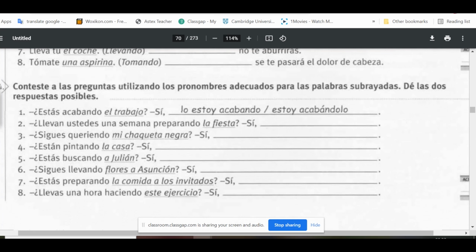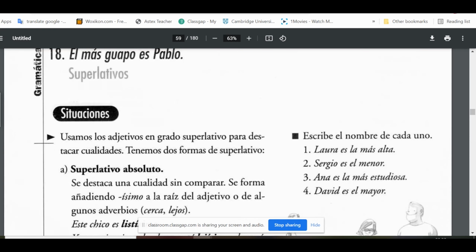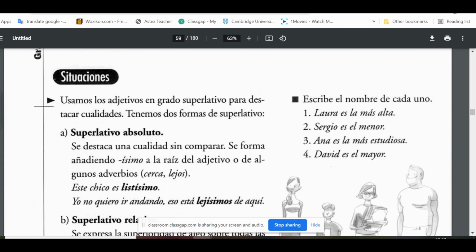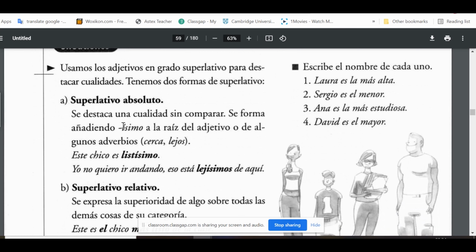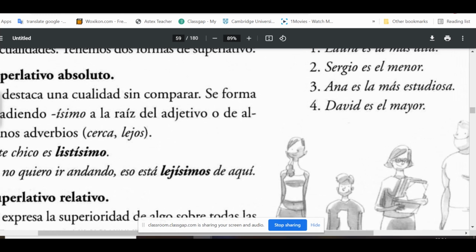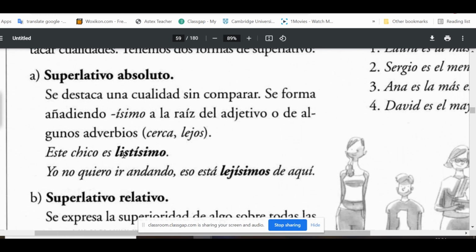Okay, we're gonna practice now something different. We're gonna talk about the superlative. What is this? The name is not really important. What is important is this suffix. This is a suffix we use a lot and very, very useful. So muchísimo, that kind of thing. Exactly. So -ísimo basically means extremely, a lot, in abundance. For example, este chico es listísimo. Extremely clever. Listo, listísimo.